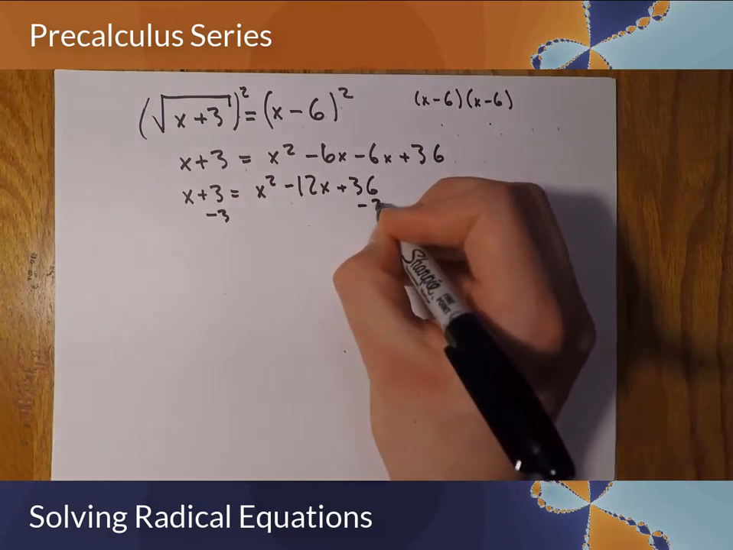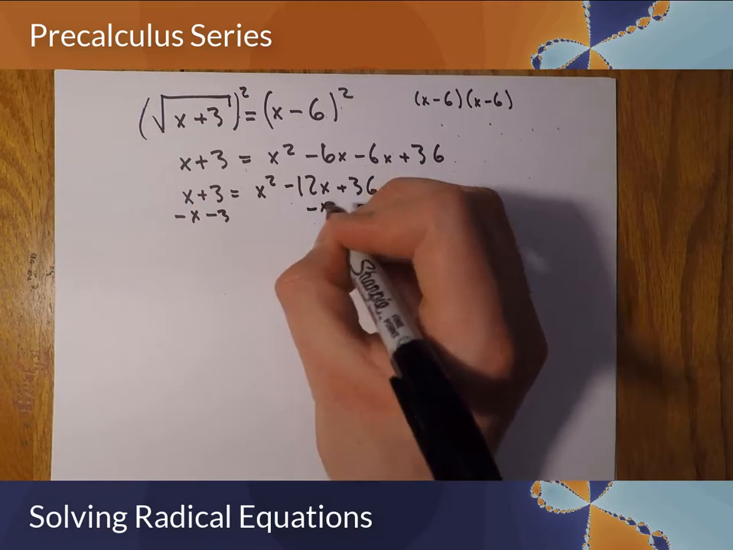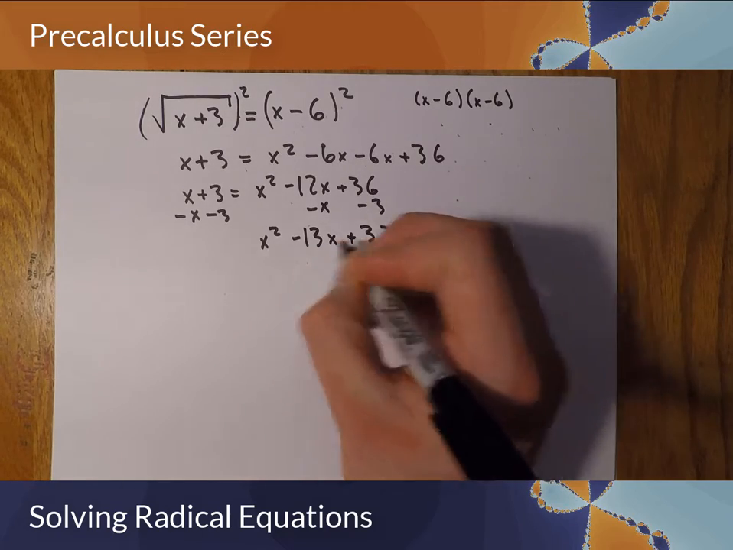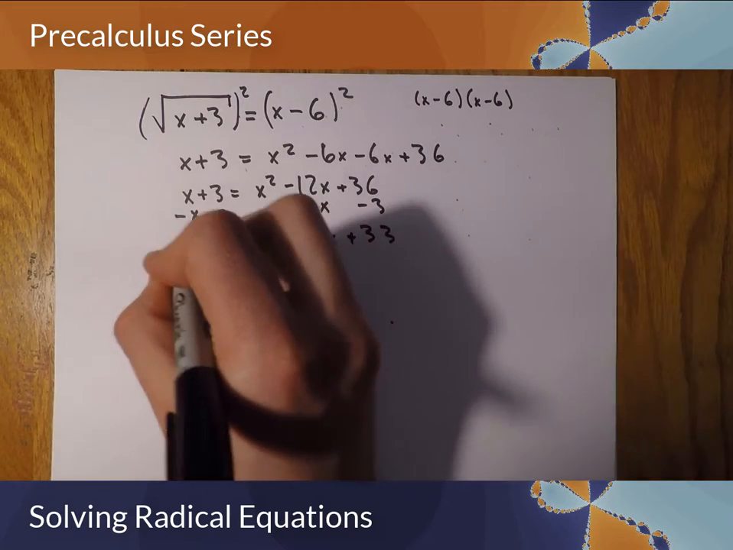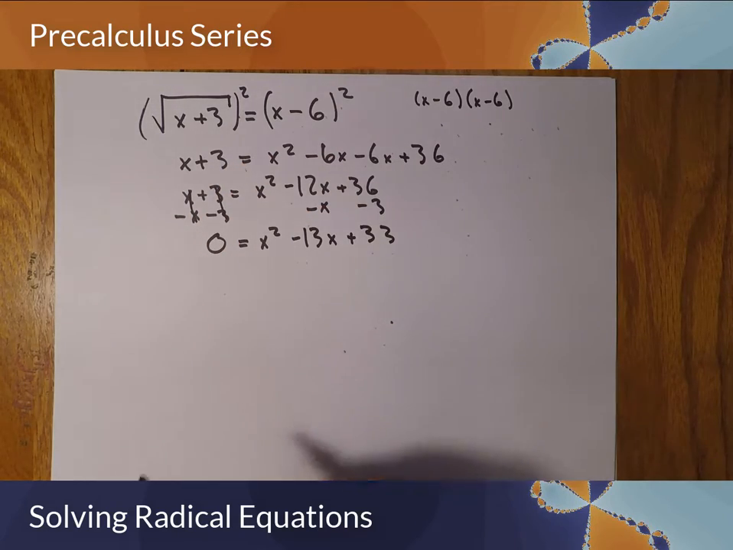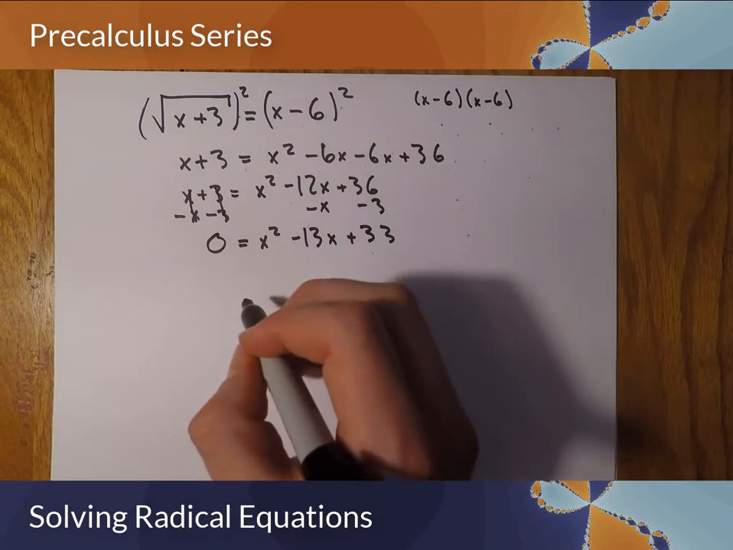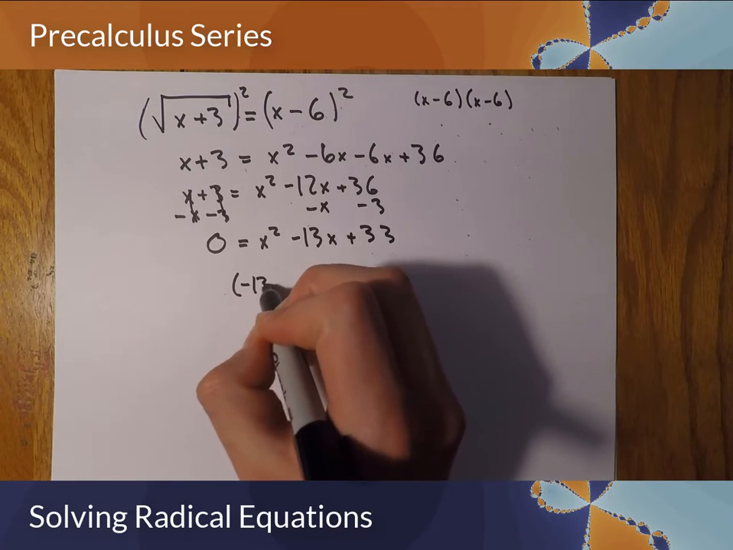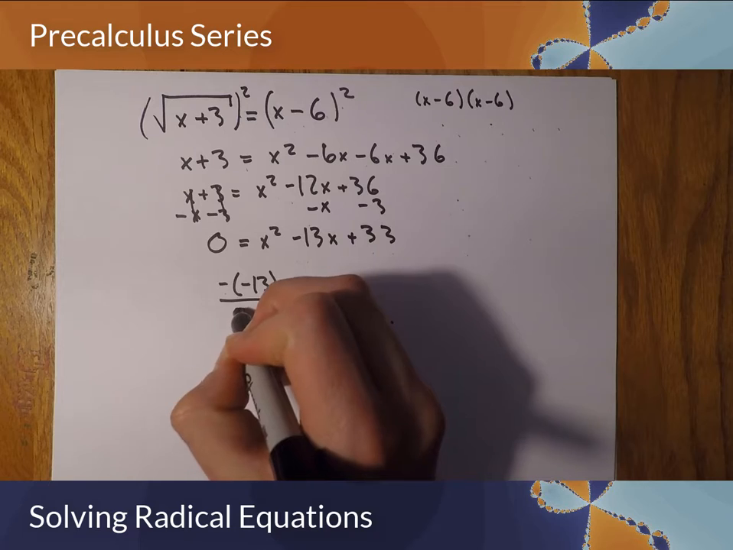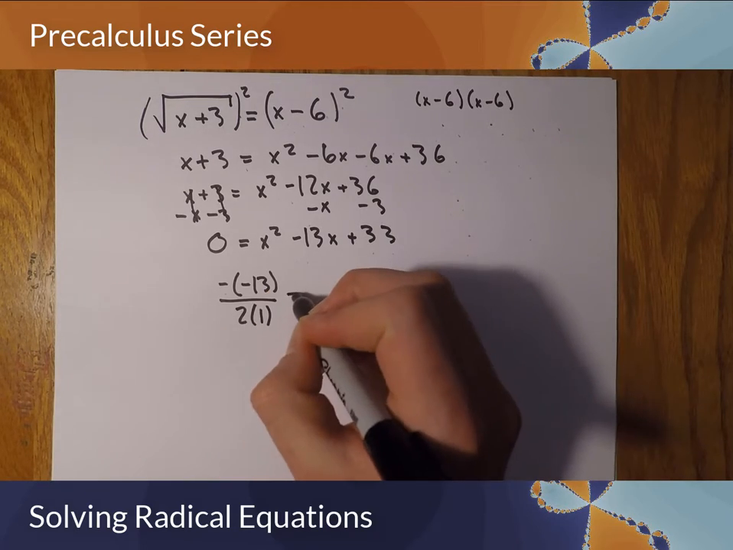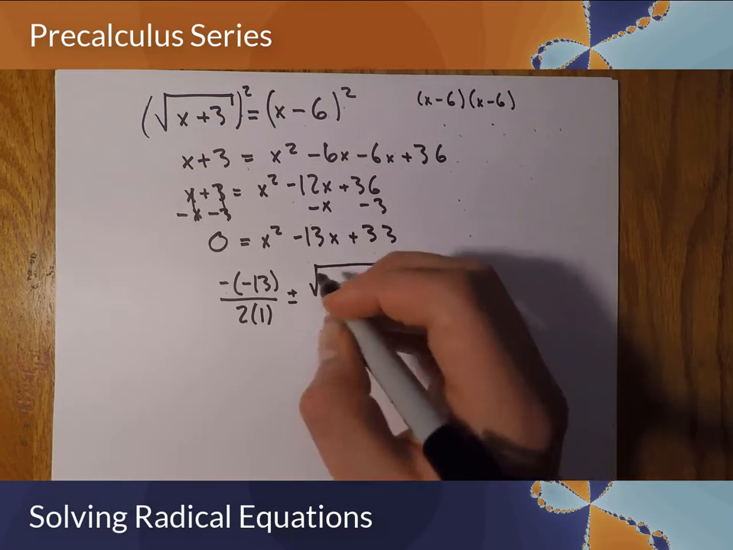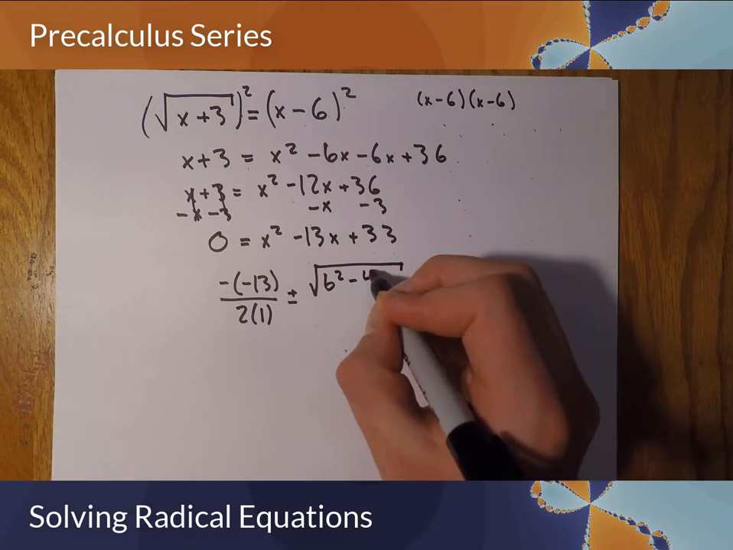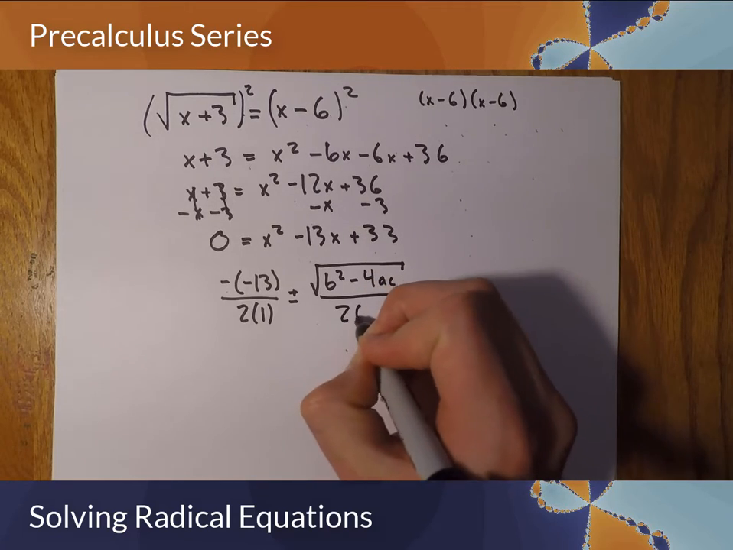Subtract 3 from both sides. Subtract x from both sides. And we have x squared minus 13x plus 33, and that is now equal to 0 because that cancels that out. And so now we've got to use the quadratic formula to solve this. So negative b over 2a, so we've got negative 13 over 2 times 1, plus or minus the square root of b squared minus 4ac, all over 2a.